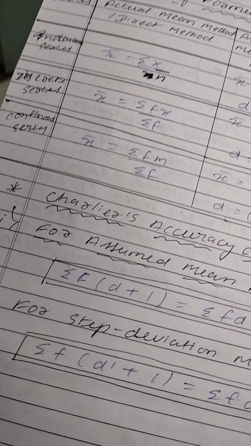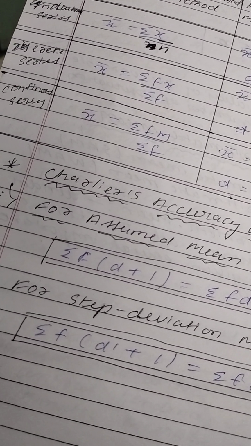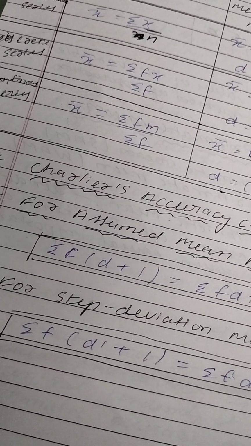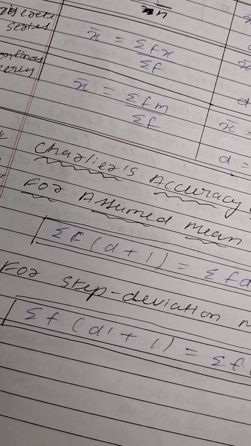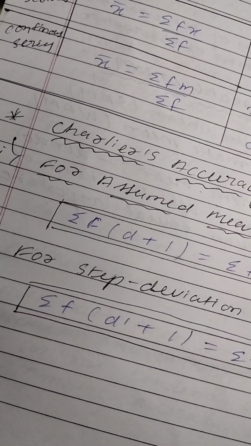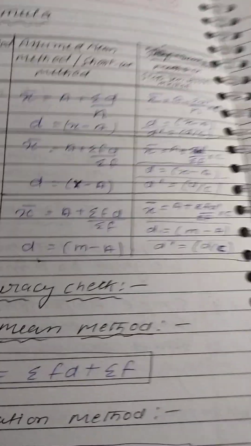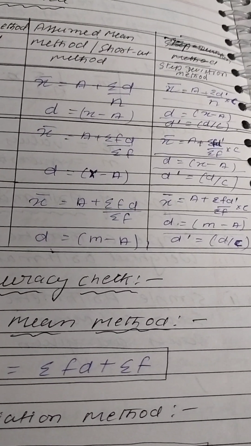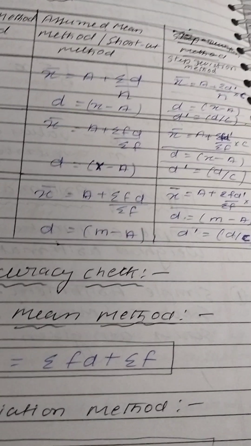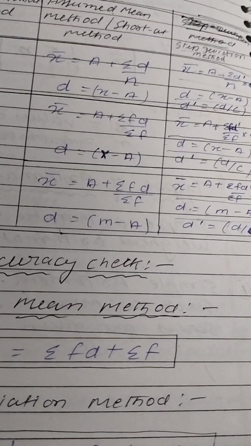So it is summation x by n. Summation x is the total of the observations and n is the number of observations. Then we have the discrete series. In the discrete series frequency is added, that's summation fx by summation f. Then in the continuous series, summation fm, in the place of x, m will be there, and summation f is there. Then in the assumed mean we have a plus summation d by n, a plus summation fd by summation f, and a plus summation ft by f.